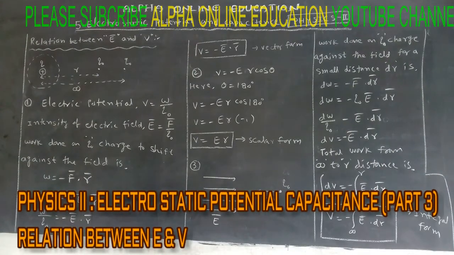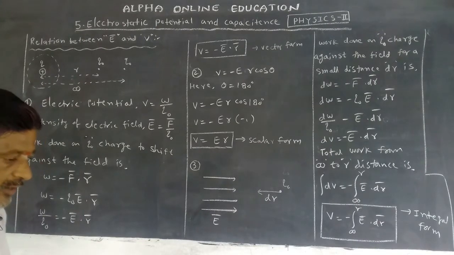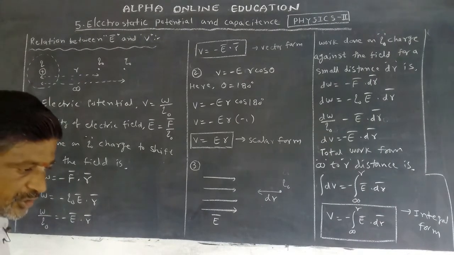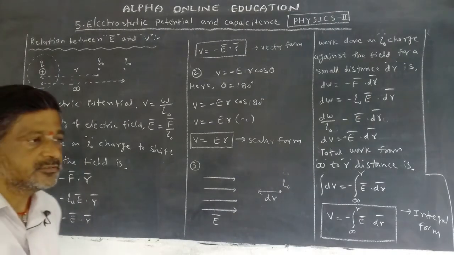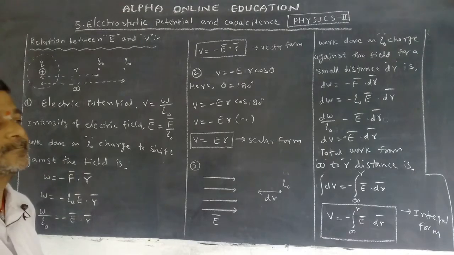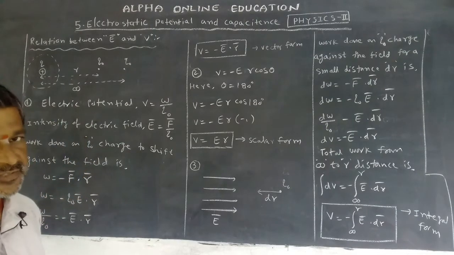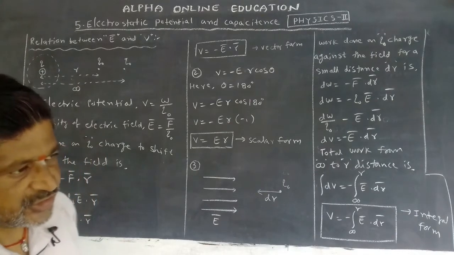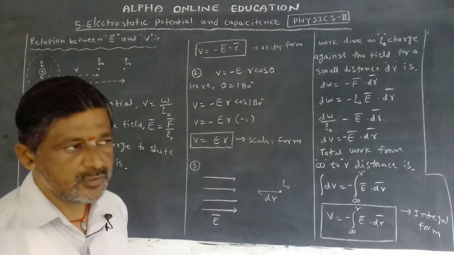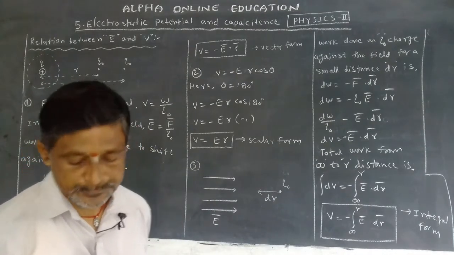Electric potential and types of electric potential. Then we derived the equation of electric potential by shifting a unit positive charged particle against the field. And what is the equation for the electric potential? From the definition, V is equal to W by Q naught, or V is equal to W by Q.